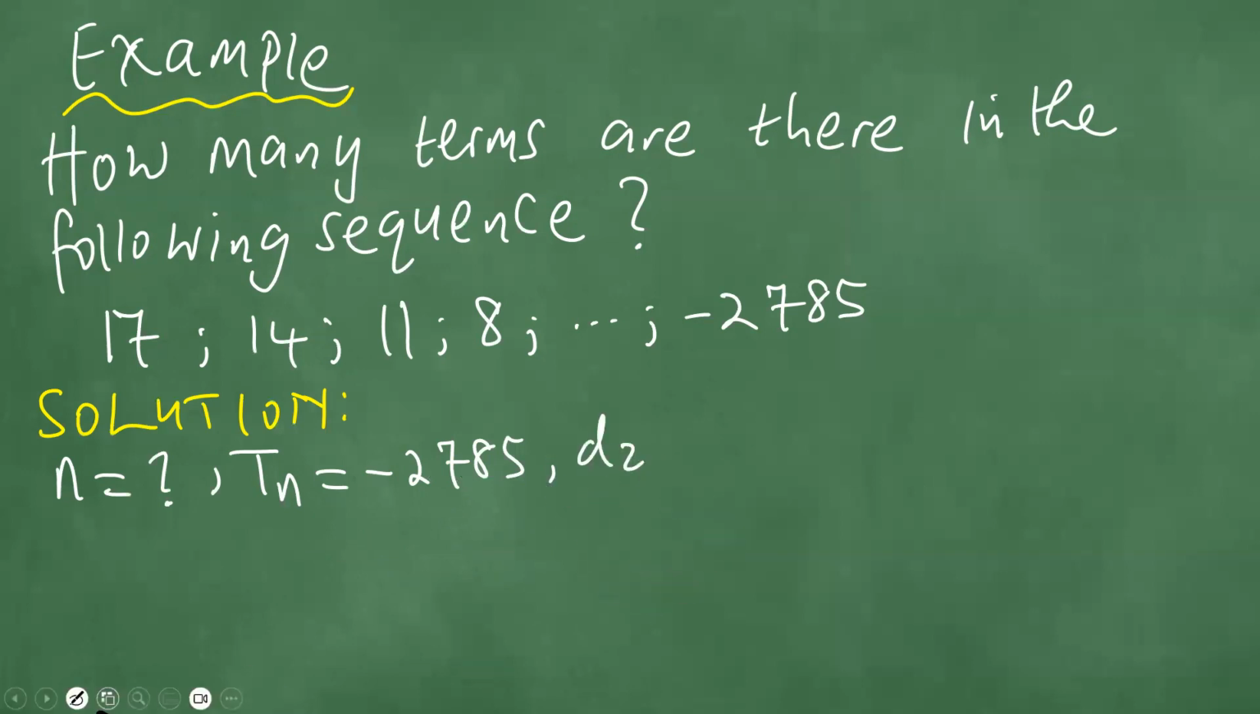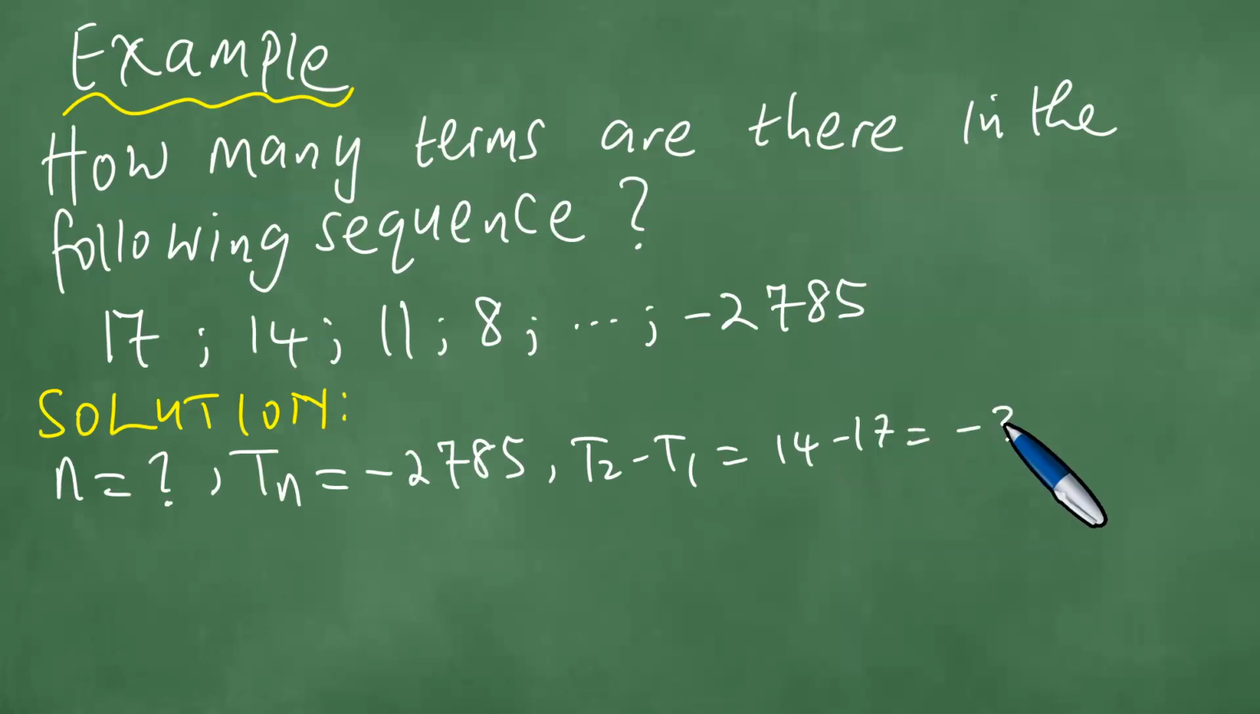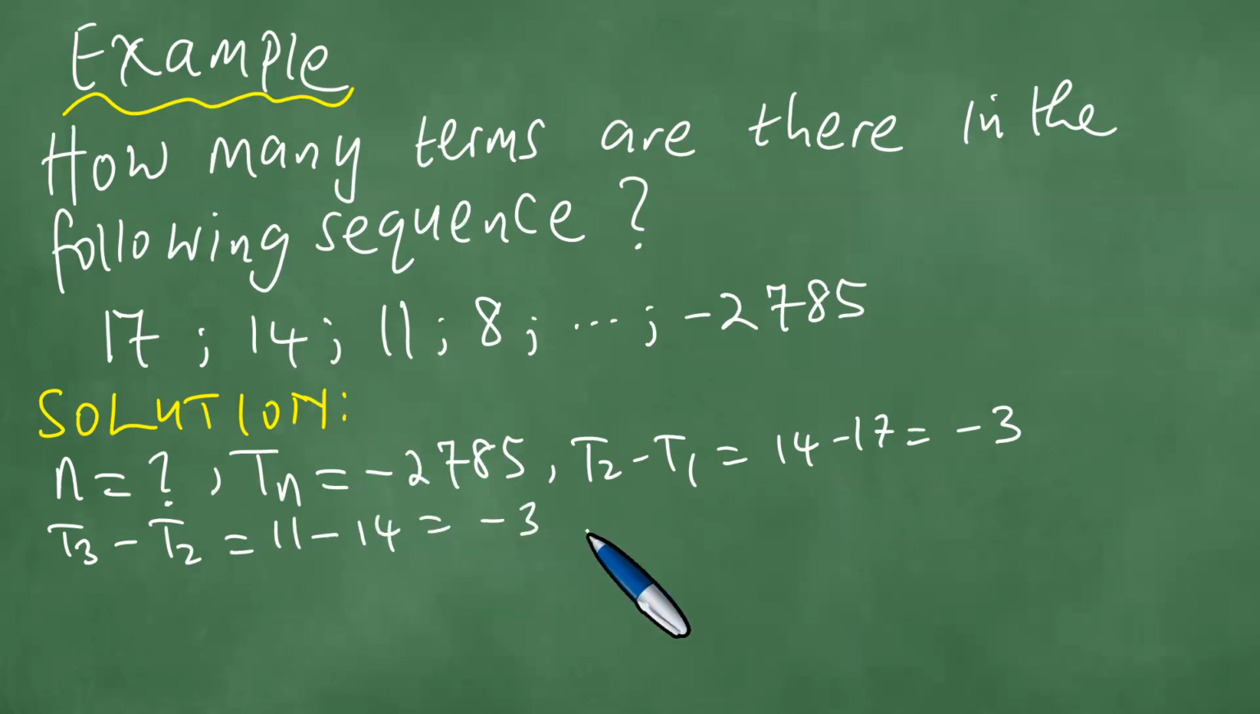So we're going to look at T2 minus T1. What is T2? It's 14 minus 17, which is the same as minus 3. But here, you also need to check T3 minus T2. What is T3? It's 11. T2 is 14, and the difference is the same. And so the conclusion is that D is indeed minus 3.